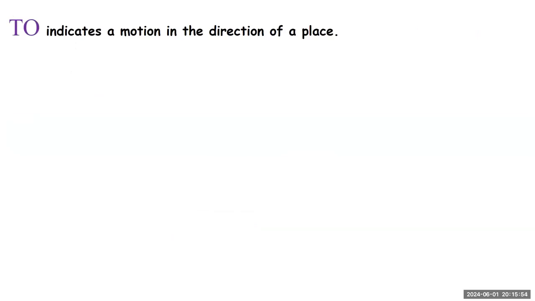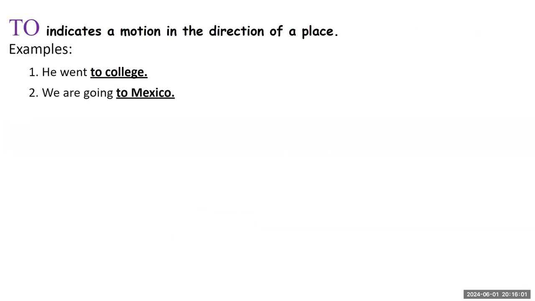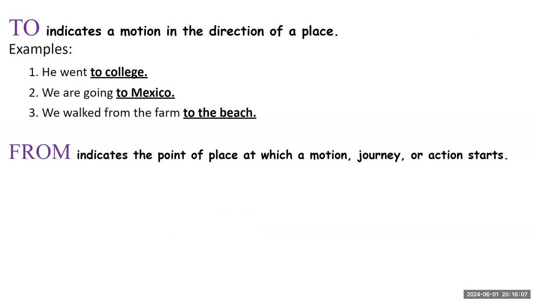To and from. To indicates a motion in the direction of a place. He went to college. We are going to Mexico. We walked from the farm to the beach.